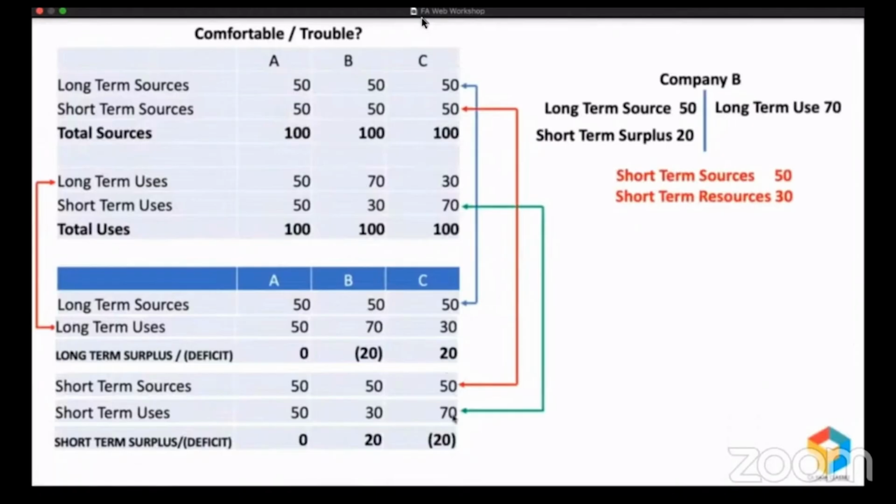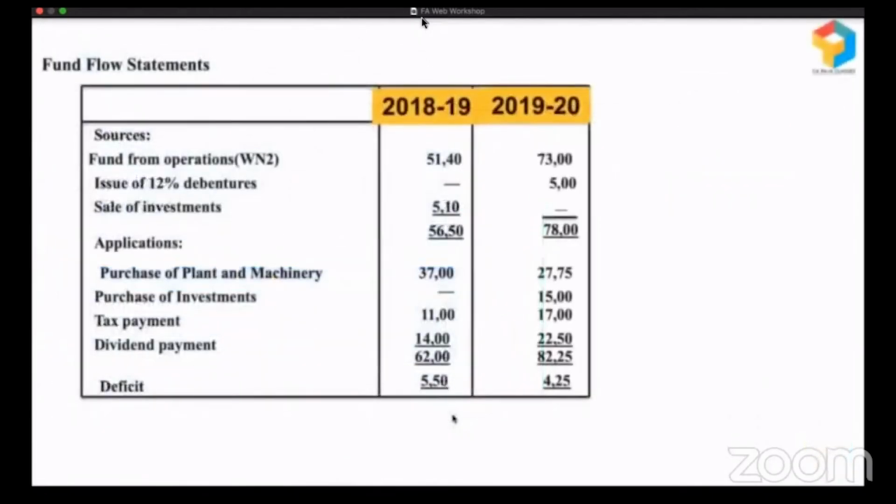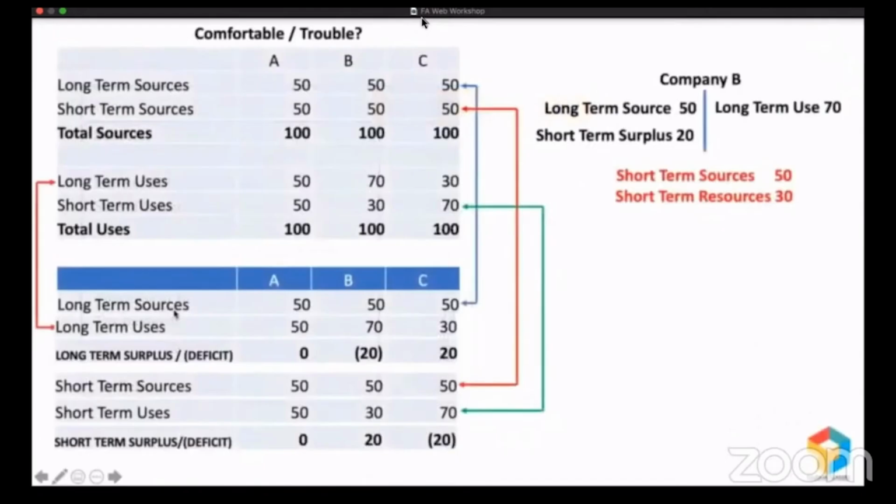Right. So this statement which helped us get more clarity is the fund flow statement. Let me give you a real life fund flow statement. It will look something like this. It's basically part of it. Look, here you have the sources and here you have the applications. Sources we basically call long-term sources, applications we call long-term uses, like what we have seen here.